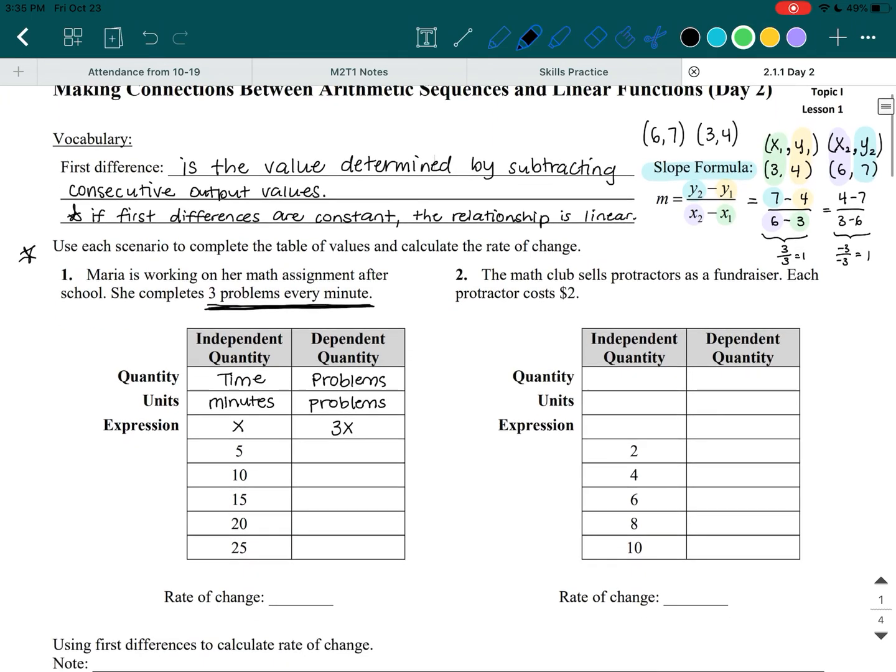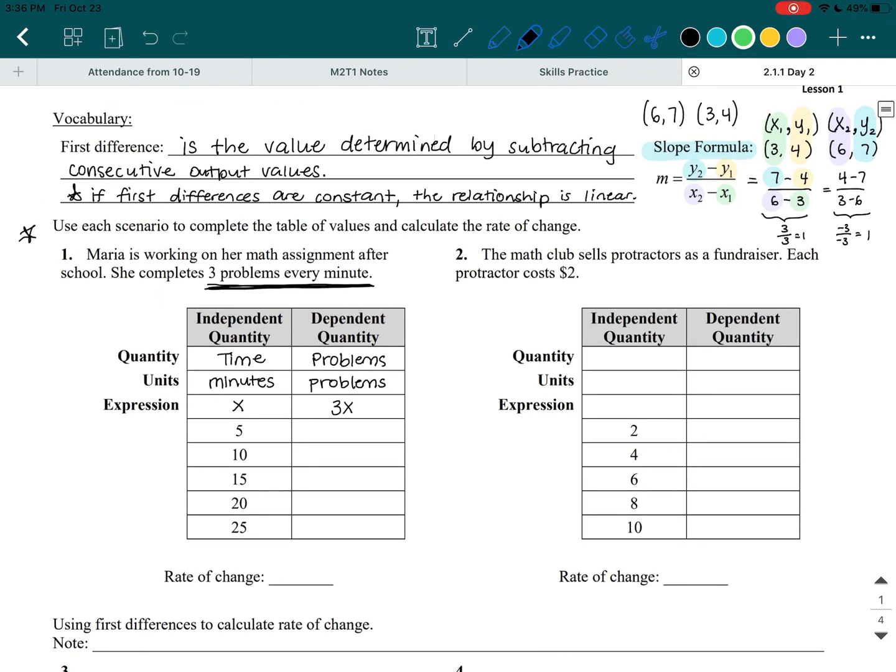And now we're going to fill in our t-table. To fill in our t-table, you're just going to plug in the x value given. Our first x value given is 5. So it's 3 times 5, and it gives us 15. Then we plug in our next one. Our next x value is 10, so plug in 10. We're plugging it into our expression right here. So 3 times x, so 3 times 10, which gives us 30.